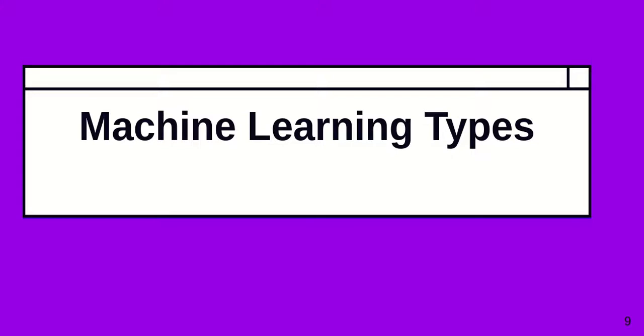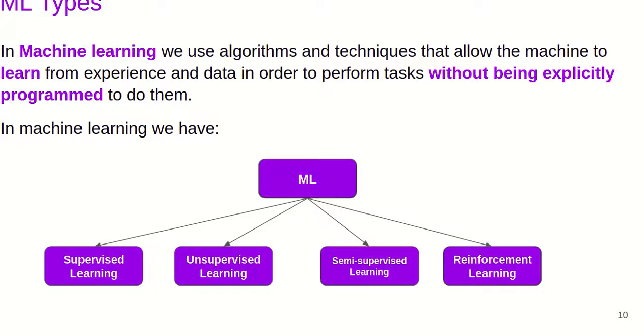So here we have seen a little bit about artificial intelligence, and we have seen that machine learning is a field of AI, and now we're going to define machine learning and see its types. Machine learning basically is a number of algorithms and techniques that allow the machine to learn. We give the machine the ability to learn from experience and data in order to perform some tasks. The most important thing here is that these algorithms and machines are not explicitly programmed to do these tasks. This is the key element here. We don't have specific or explicit programming to do the task, but we give the machine the capacity to learn how to do the task.